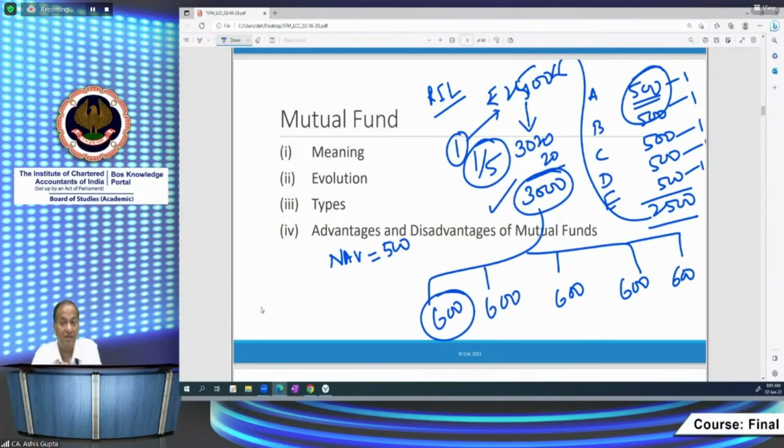So this is the concept of a mutual fund. All the types will be discussed in the respective chapters, because here we shall discuss meaning, evaluation, types, and advantages. Even some computations like NAV and yield have been covered here.